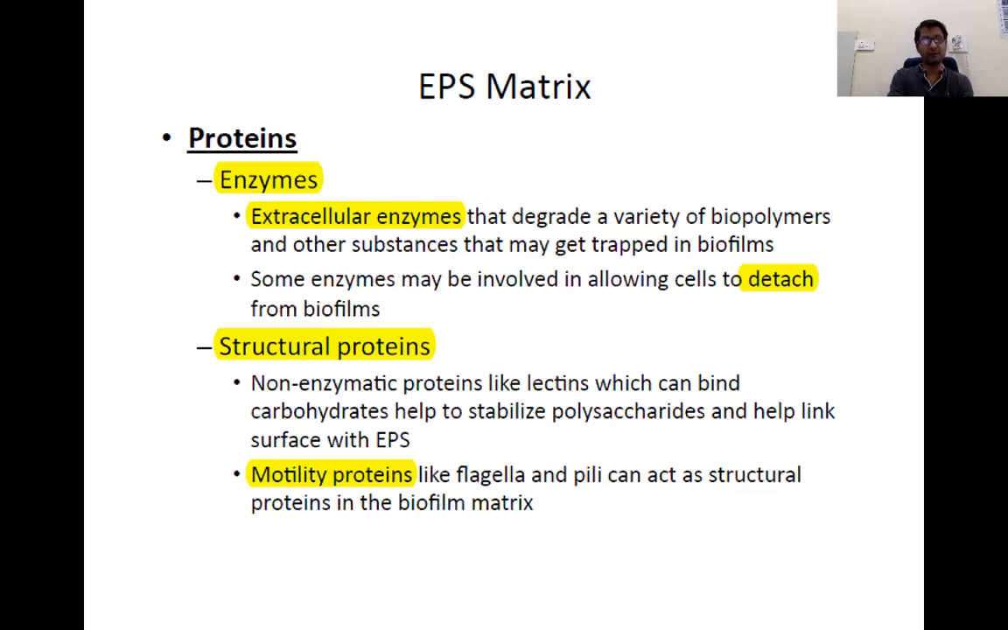However, when the biofilm is mature enough and it is required to form a new biofilm, these motility proteins are active again, and with the help of flagella and pili, some of the microbes move to another place, and they start forming a new biofilm.